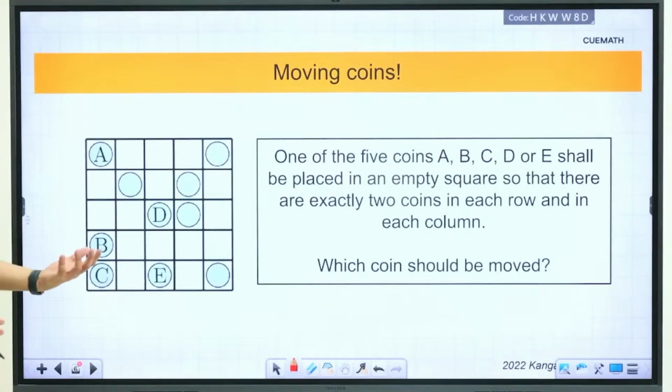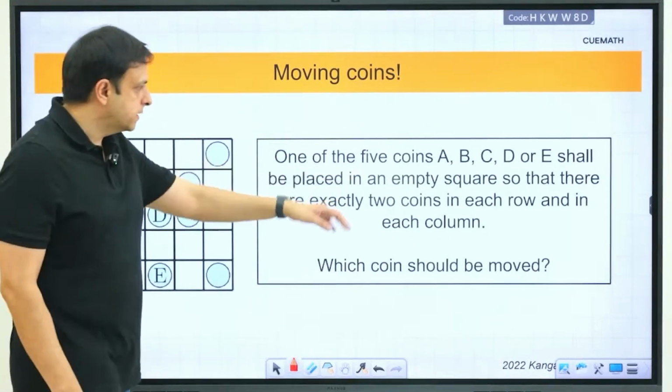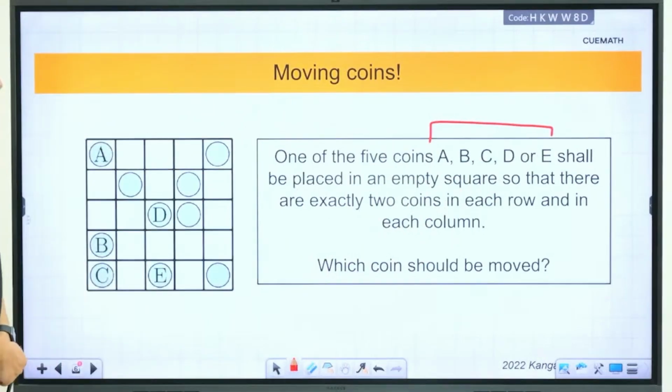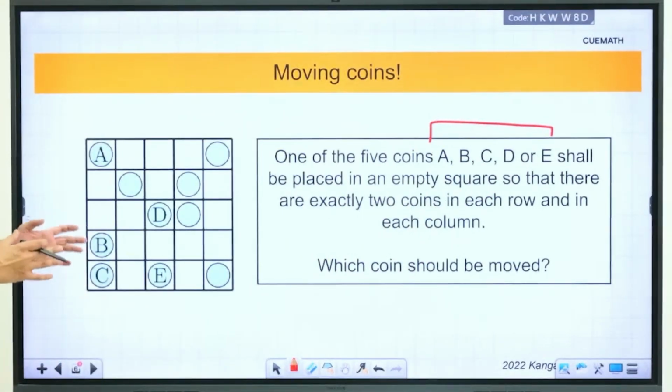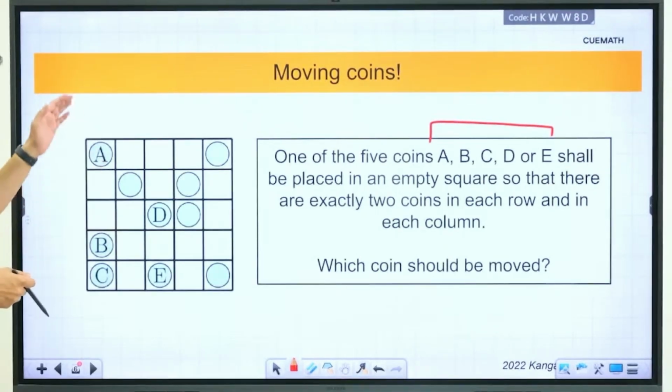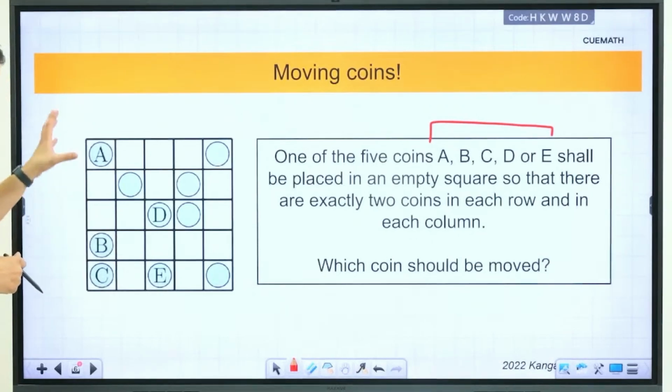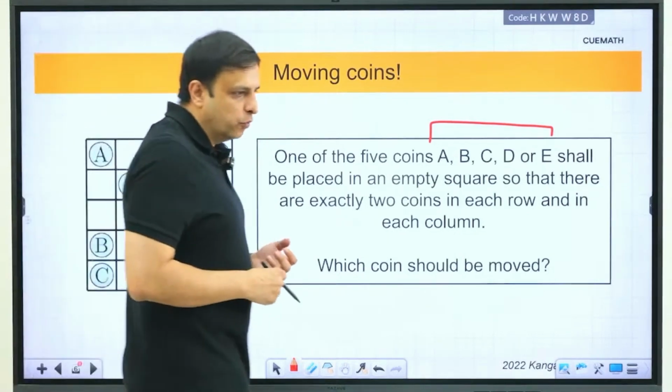Once again, an actual question from a Kangaroo Math contest. You have this arrangement of coins that you see, and one of the 5 coins A, B, C, D or E shall be placed in an empty square so that there are exactly 2 coins in each row and in each column. So, you want exactly 2 coins in each row and each column, and you have to move one of the 5 coins to do that. So, which coin will you move and where will you move it to?